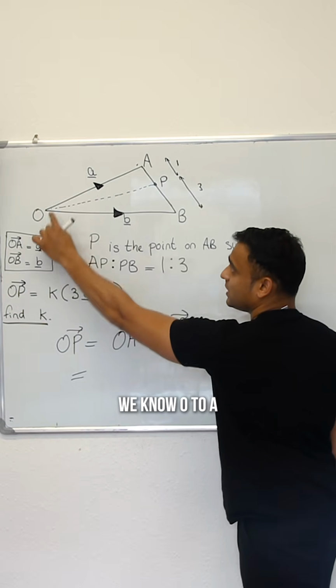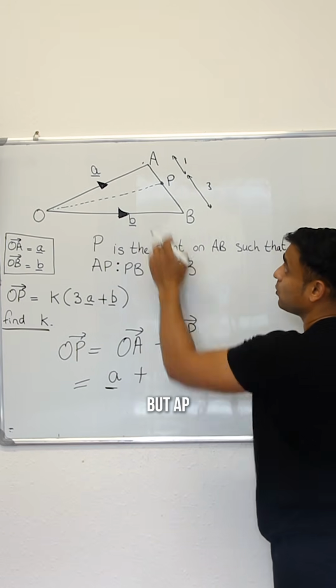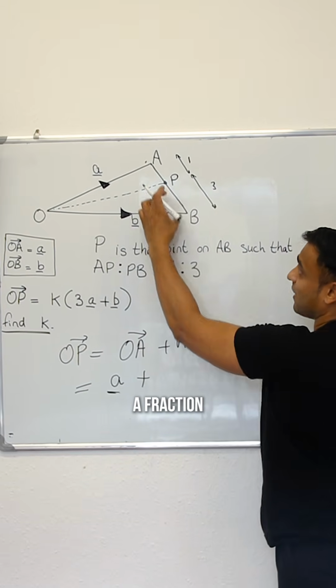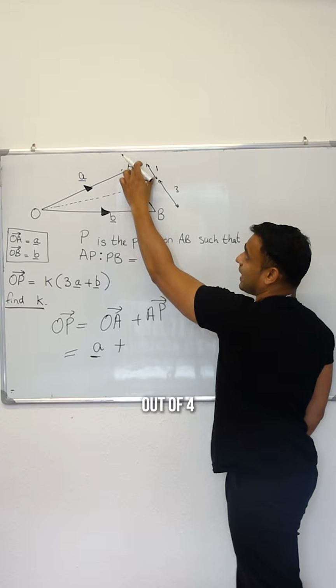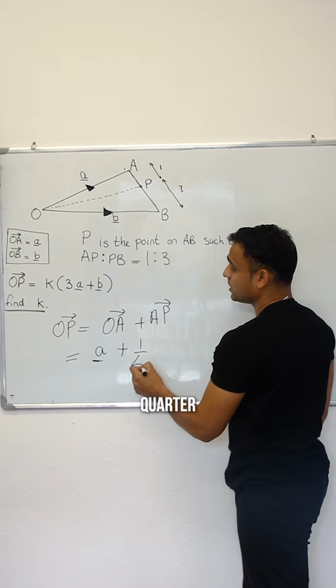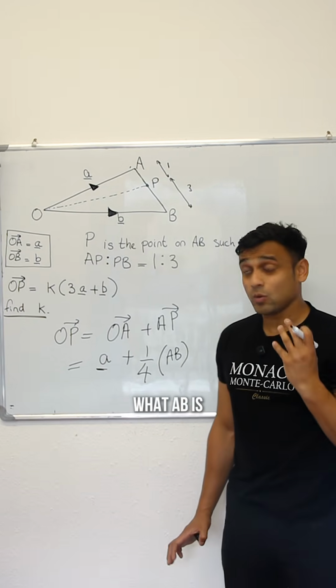And the good thing is we already know some information. We know O to A, which is given by this vector. So we know this is OA, but AP we don't know. AP is a fraction of this line AB, and the fraction is 1 out of 4, or 1/4 of AB. So what we need to do now is we need to find out what AB is.